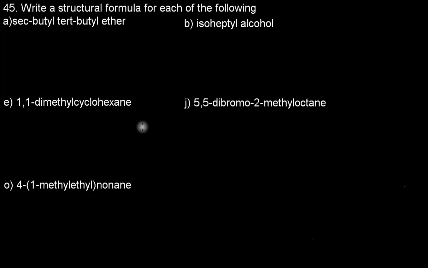Okay, so moving on to Chapter 2, we're going to try to go through a couple of these little sub-questions for question 45. Write a structural formula for each of the following. So let's go ahead and start off with sub-question A, sec-butyl, tert-butyl ether.